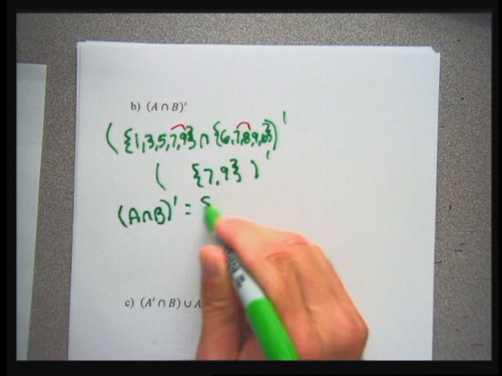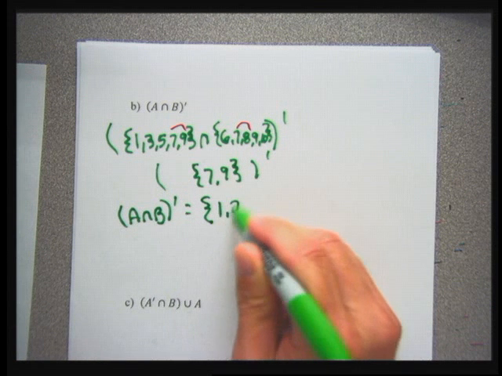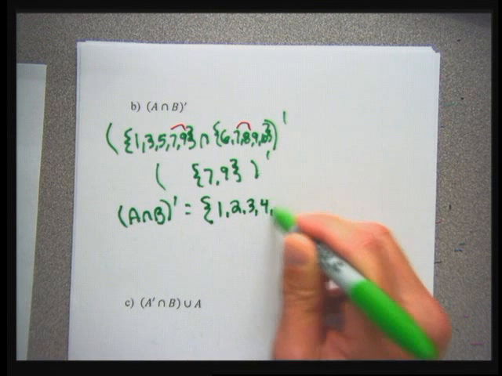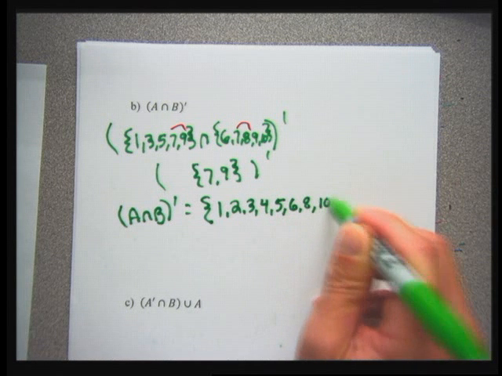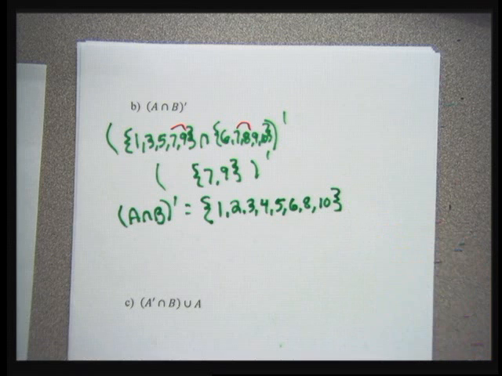The universe contains the numbers 1 through 10. So priming this set is going to have every number between 1 and 10, skipping the 7 and the 9. The answer to part B, A intersection B complement or A intersection B prime, are the numbers 1, 2, 3, 4, 5, 6, 8, and 10.